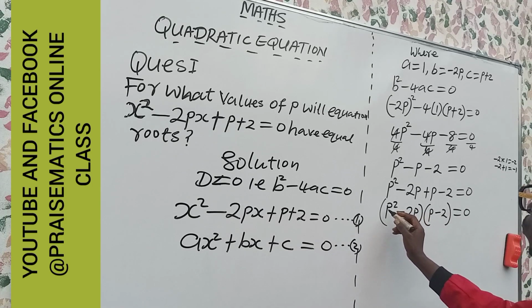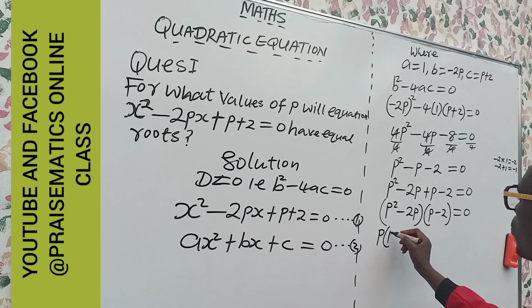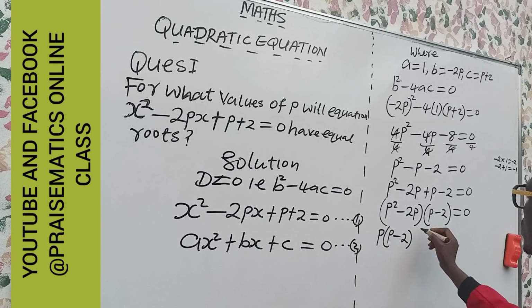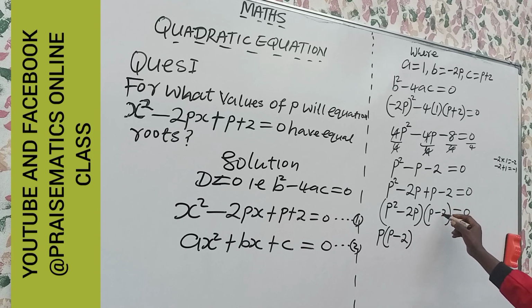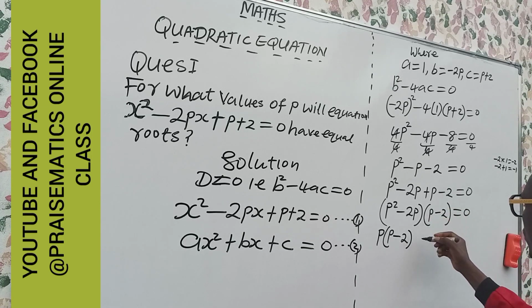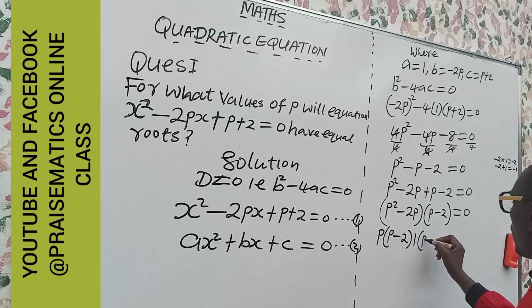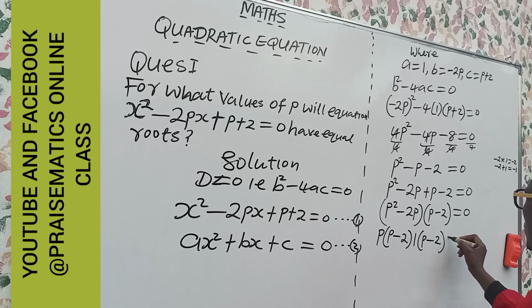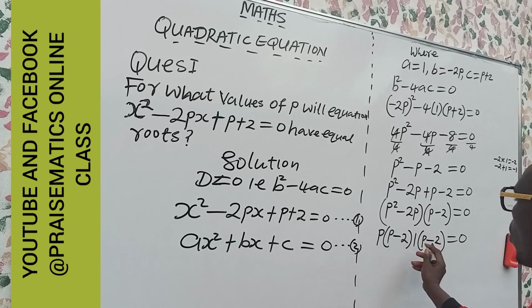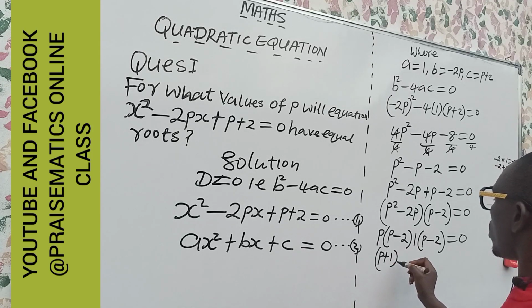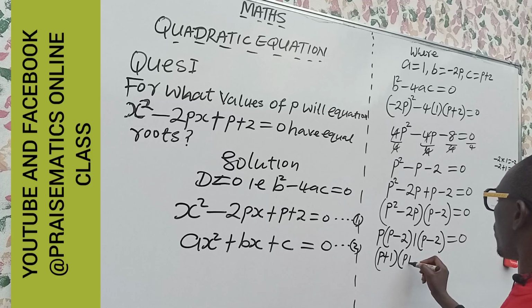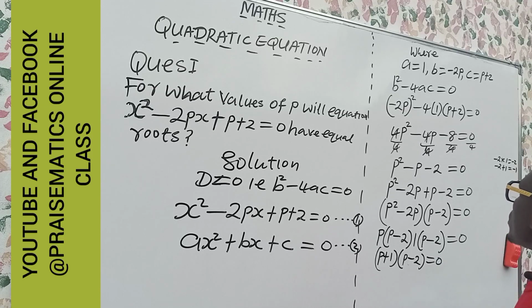Now there's p here and 2p here, bring p out: p into p minus 2, close it. Into what do we have here? We have p, so we bring the coefficient of 1 out: 1 into p minus 2 equal to 0. So finally, pick 1 inside the bracket and 1 outside the bracket. We have p plus 1 into p minus 2, all equal to 0.